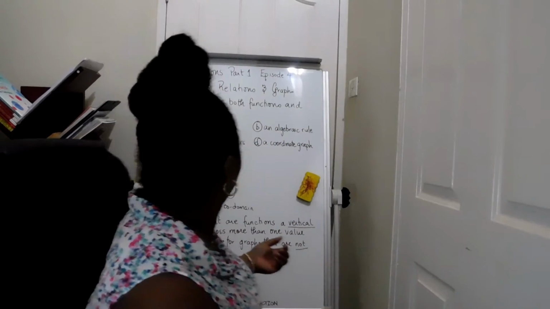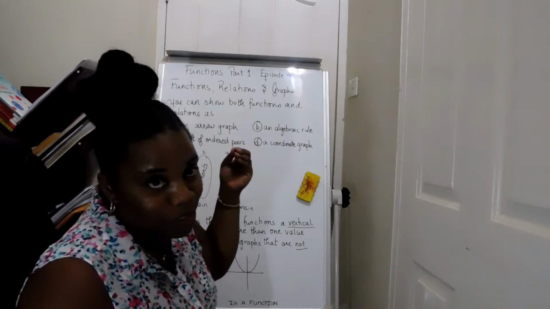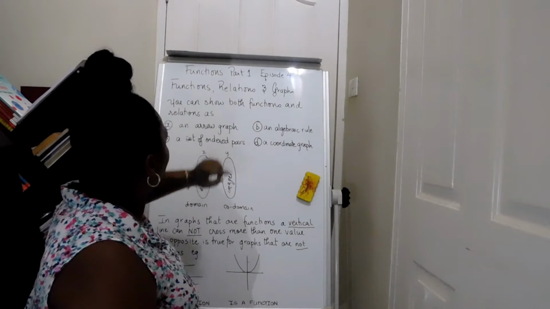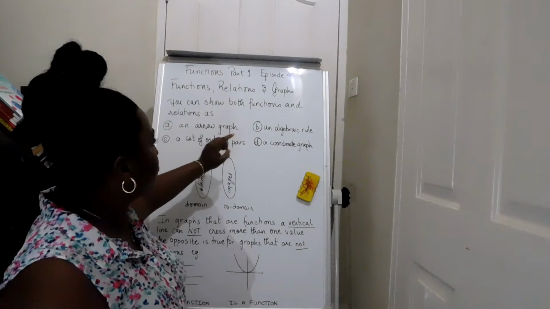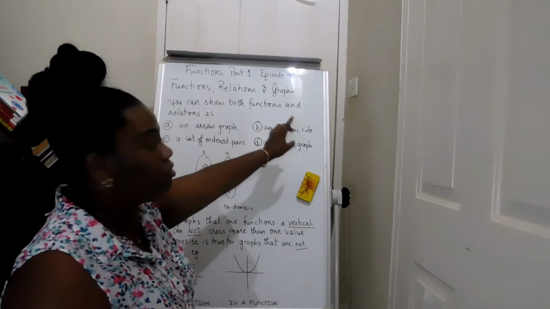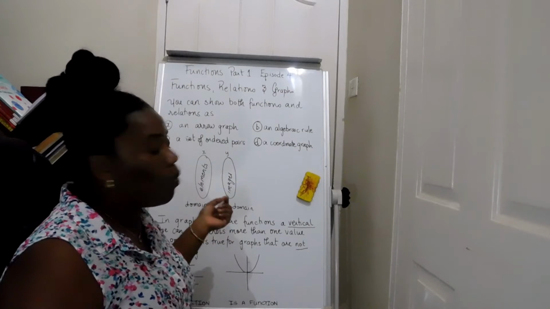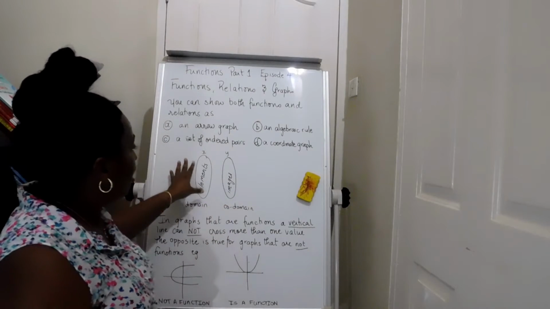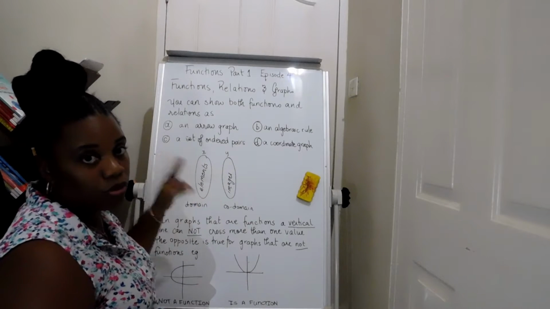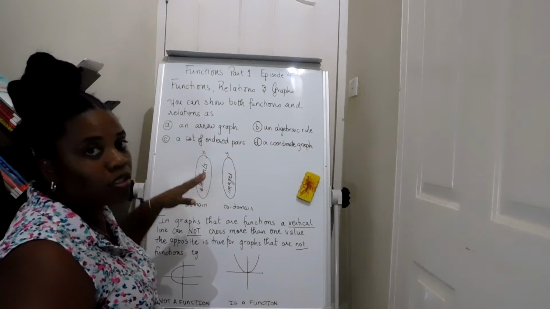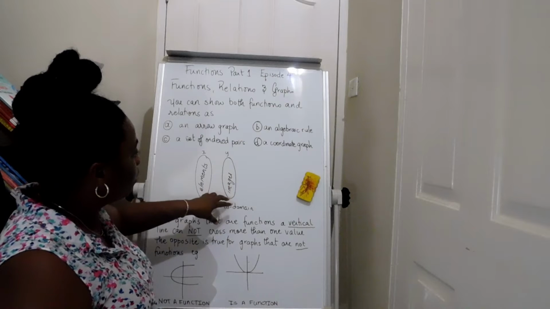Functions, relations, and graphs. I promised you, and I'm bringing it. You can show both functions and relations as A, an arrow graph, B, an algebraic rule, C, a set of ordered pairs, and D, a coordinate graph. Here I have what I showed you earlier, the mapping diagrams. You use two ovals. You can use even more than that, but in the simple form, you represent a mapping diagram using two ovals.